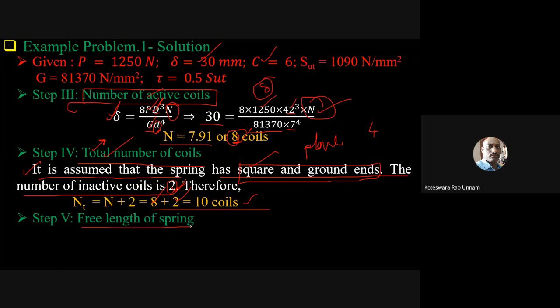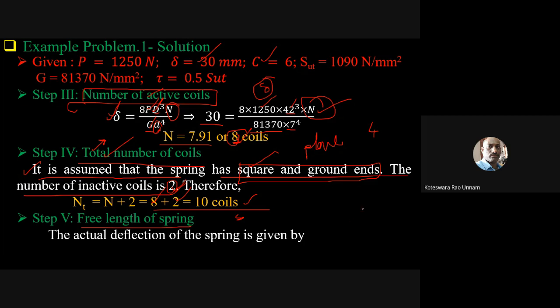So for the free length of the spring, you should know what is the solid length, what is the compression length, and also what should be the clash allowance. So you need to find out those three parameters. Once you've done that, it is going to be over.